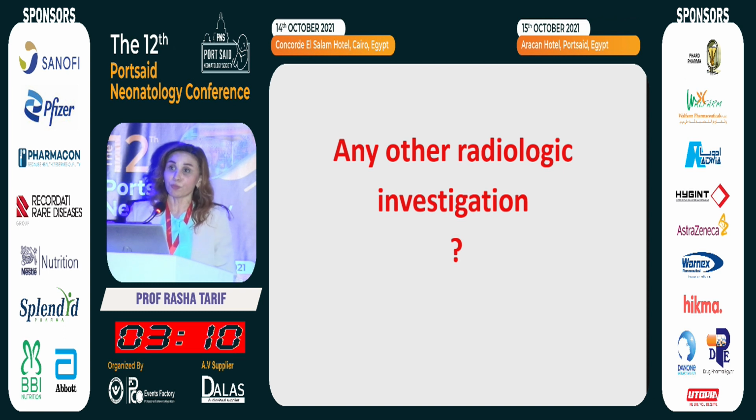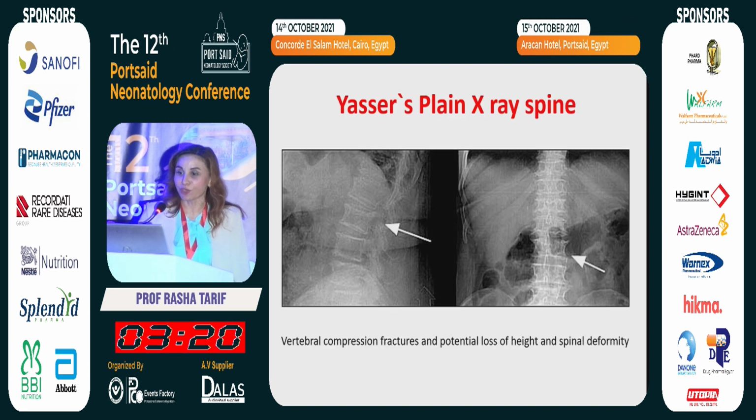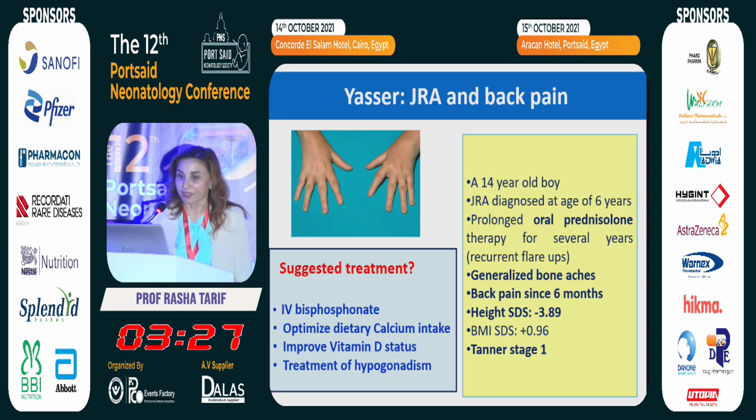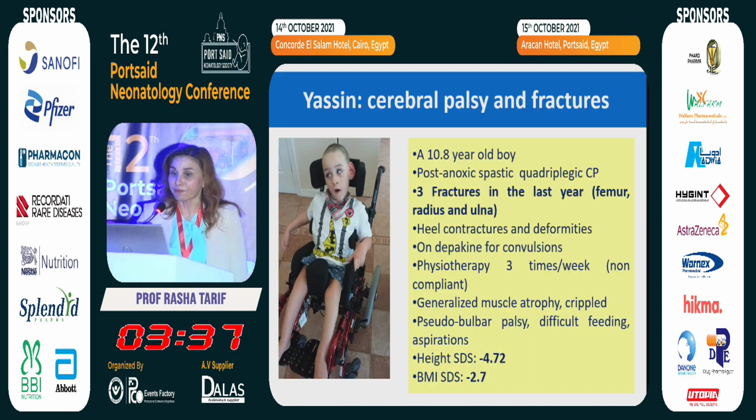What is the most important radiological investigation? If I tell you the boy has got back pain, what would you like to do? Plain X-ray spine, simply. This is the most important tool. Look at the spine, damaged spine, vertebral compression fracture and loss of height and deformity. The boy was given bisphosphonate, calcium, vitamin D, and don't forget to treat hypogonadism. So vitamin D, calcium, and bisphosphonates are given to those children.